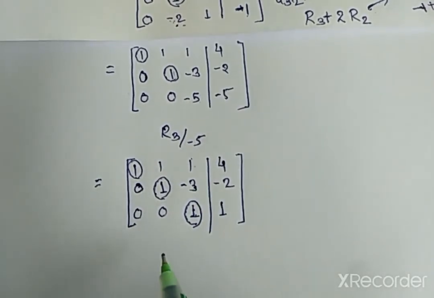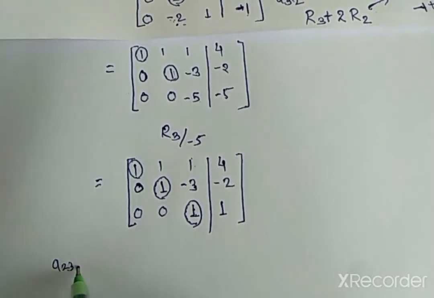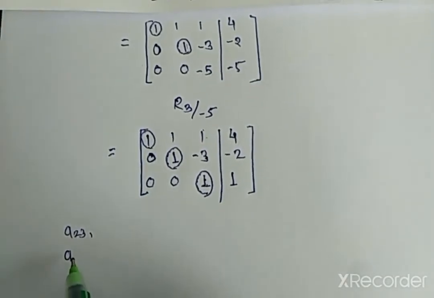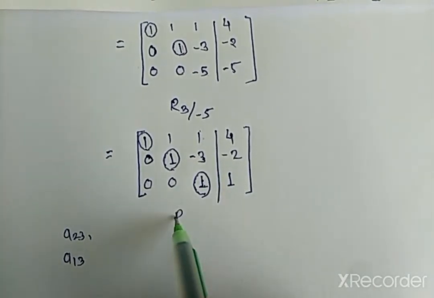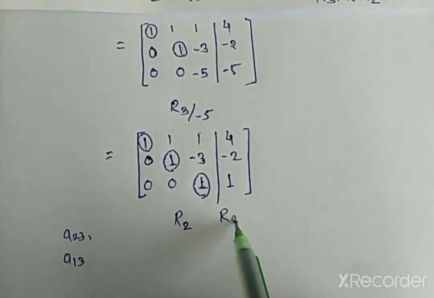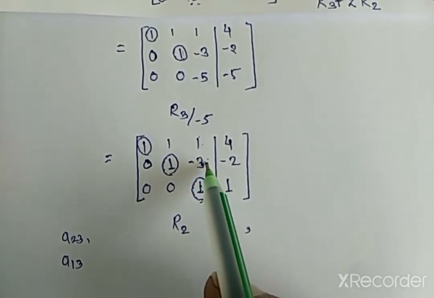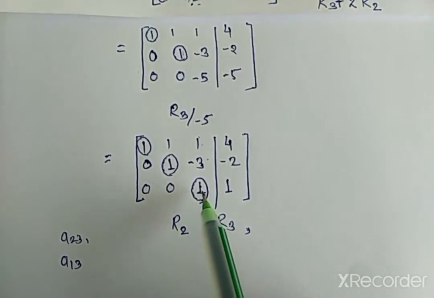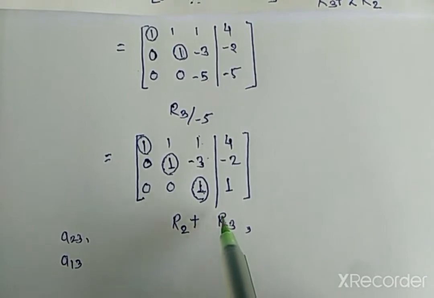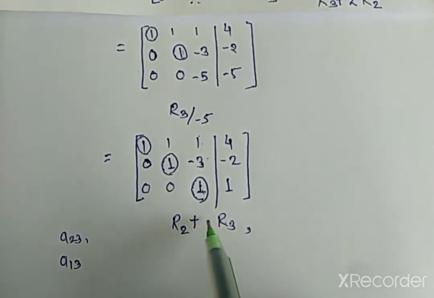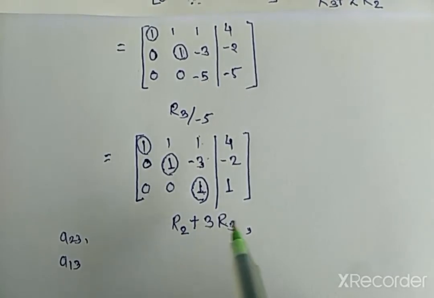Okay, we have to make a 0 at positions A23 and A13. So we have a row operation between R2 and R3. The first row operation is between R2 and R3. Here R2 is minus 3 and R3 is 1, with opposite sign, so we have to add these rows and multiply R3 by 3. Minus 3's opposite sign is plus 3.